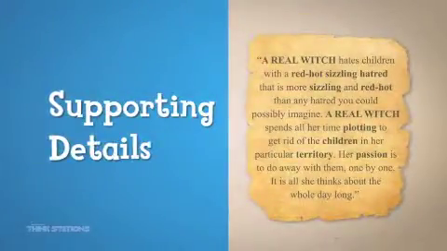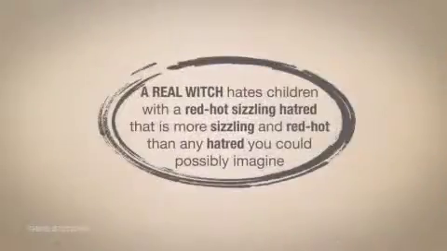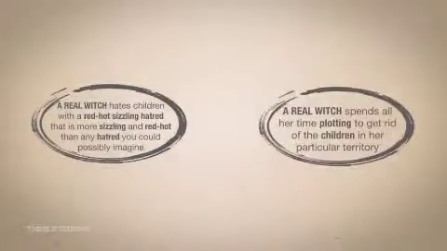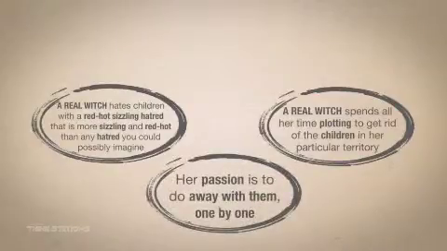Supporting detail. A real witch hates children with a red-hot, sizzling hatred that is more sizzling and red-hot than any hatred you could possibly imagine. A real witch spends all her time plotting to get rid of the children in her particular territory. Her passion is to do away with them, one by one.